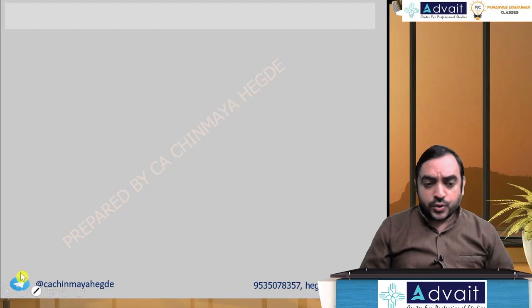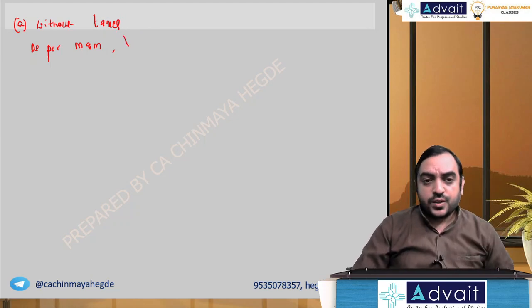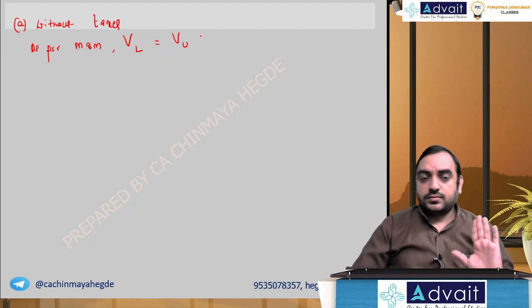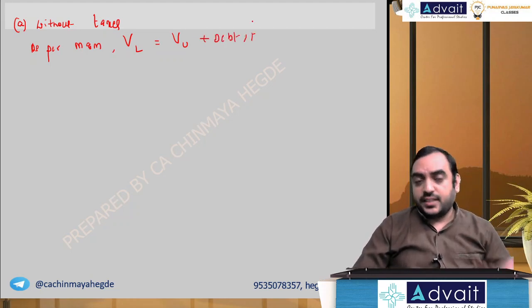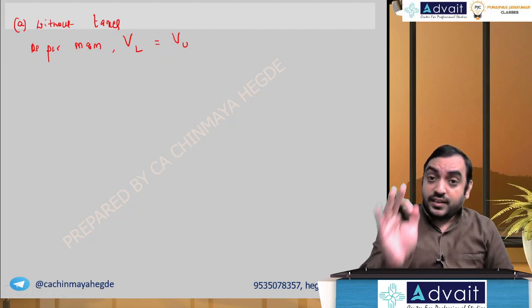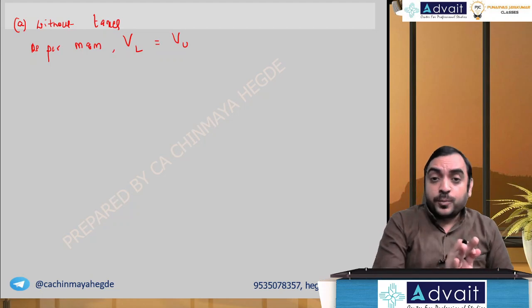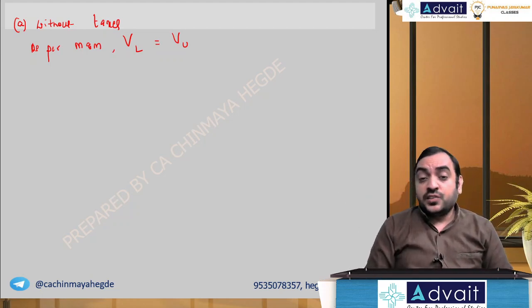As per M&M approach, this is what he tells. Anyway, first is without taxes. Let's complete that, then we go to with tax. As per M&M, what he says is this: value of levered firm is value of unlevered firm, plus debt into T, but we don't have tax here, so let me not write that part. Levered firm means company taking debt. Unlevered company not taking debt. Value of levered firm is equal to value of unlevered firm. Means whether company takes debt or not, their values are same.